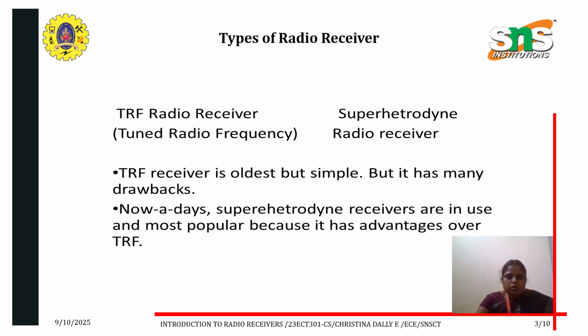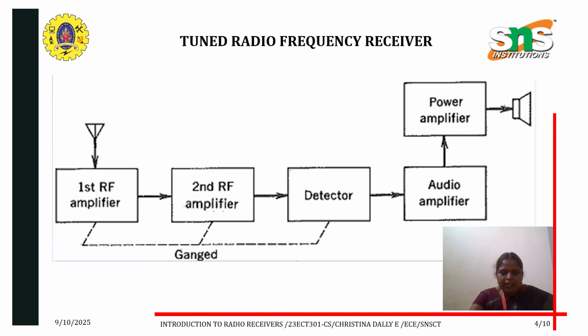We have two types of radio receivers. One is the tuned radio frequency receiver, and the other is the superheterodyne radio receiver. The TRF is the oldest. It is simple, but it has many drawbacks. Nowadays, superheterodyne receivers are in use, and they are the most popular because they have some advantages over the TRF.